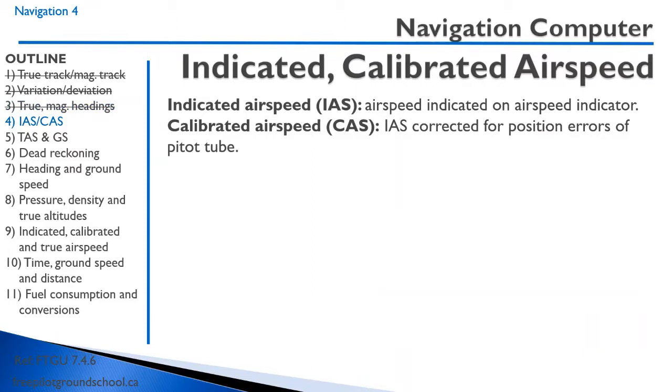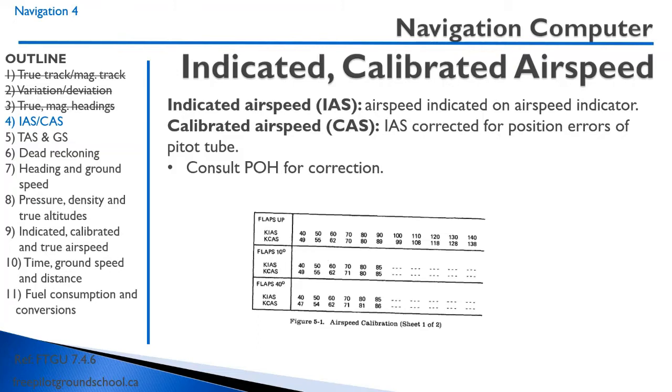Recall, indicated airspeed is the airspeed indicated on the airspeed indicator. The calibrated airspeed is the indicated airspeed corrected for position errors of the pitot tube. You're going to get this information from the POH for correction. Here, flaps up is really the one that we're most concerned about most of the time. And it's within about 2 knots or so at typical cruise speeds, like 100 indicated is about 99. But you can see at low speeds, at this high angle of attack down here, the indicated airspeed might indicate 40, but it's actually 49 knots you're traveling, so it's 9 knots off.